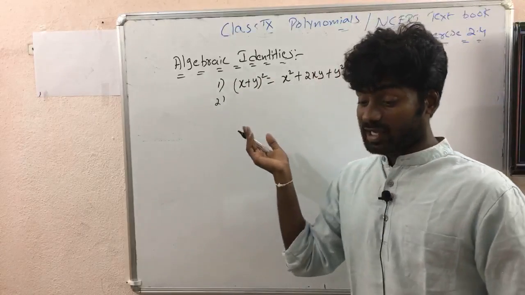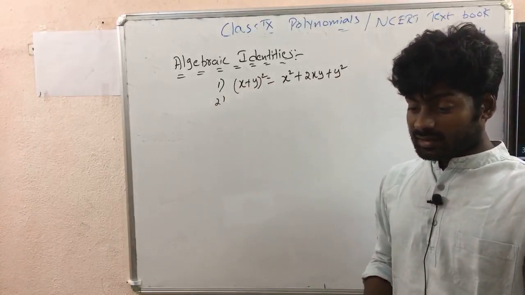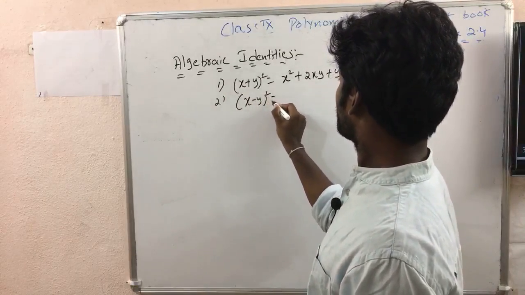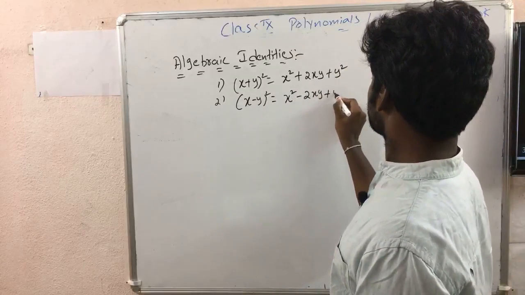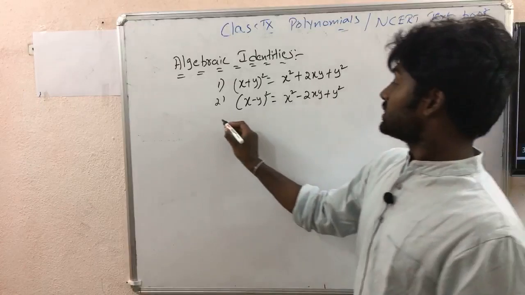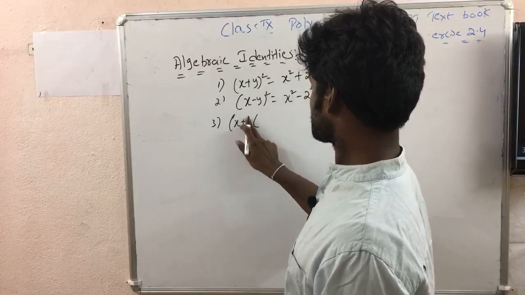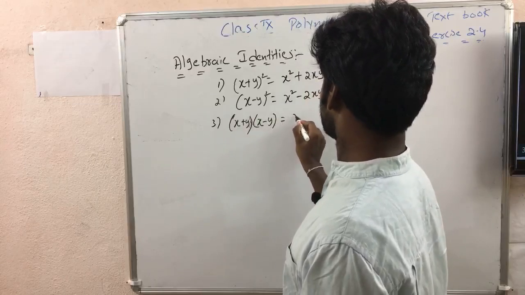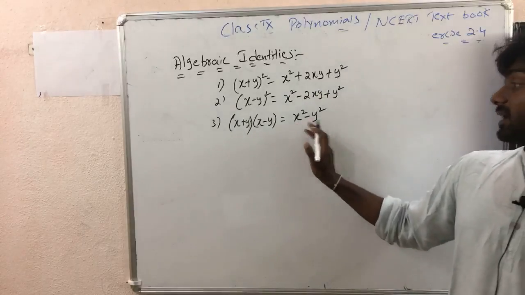It may be a plus b whole square or x plus y whole square. Just change in the variables. Don't worry about this. Can anyone state x minus y whole square? That equals x square minus 2xy plus y square. Third identity is x plus y into x minus y, which results in x square minus y square.